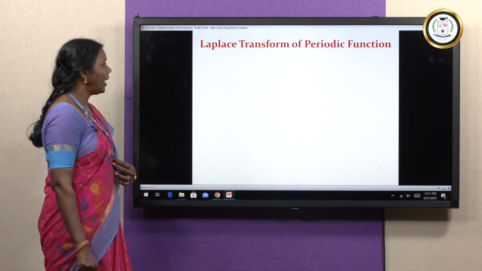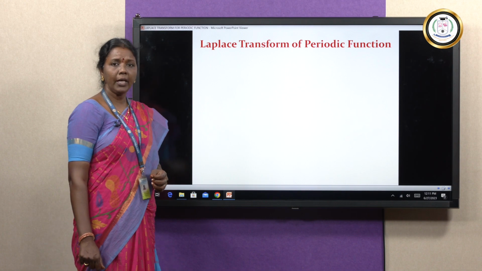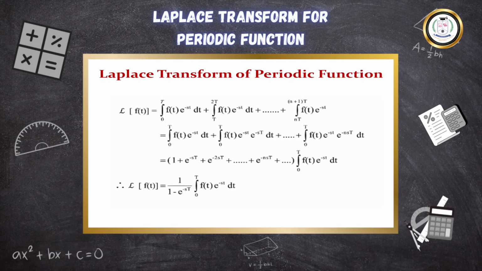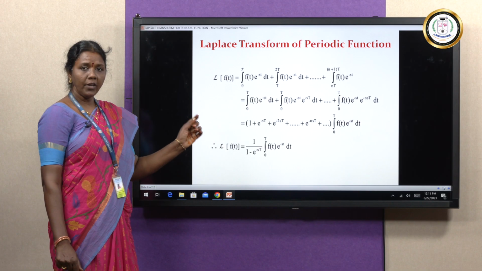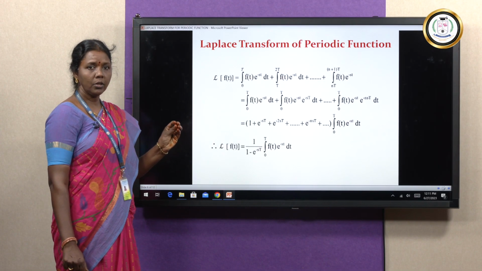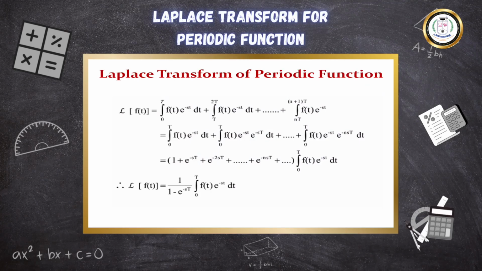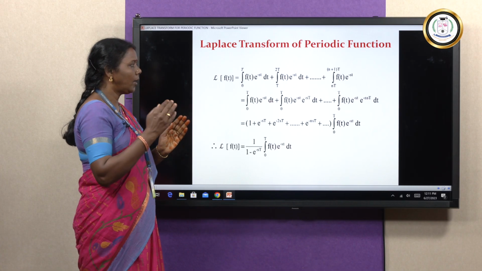Now, we are going to find the Laplace transform of a periodic function. So, it is a derivation actually. So, we are applying the Laplace transform definition to that periodic function. So, the Laplace transform L of f of t is equal to integral 0 to T of f of t e power minus st dt. T is divided into n. Okay, it is going on up to infinity.